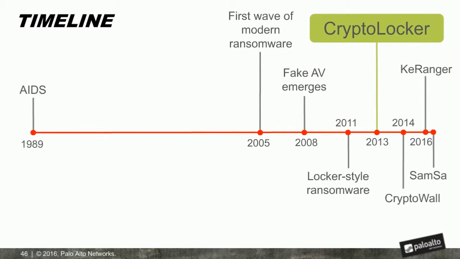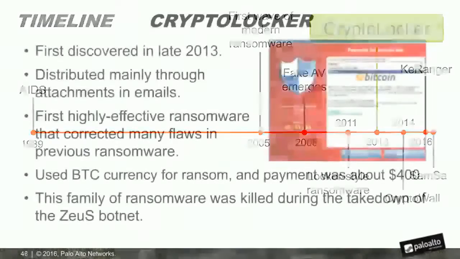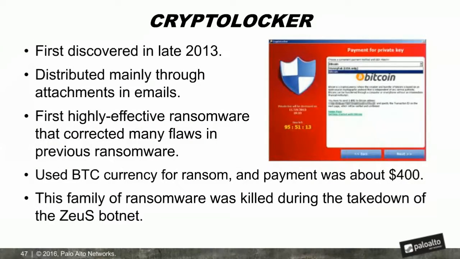By 2013, we saw a family of ransomware called CryptoLocker. CryptoLocker was discovered in late 2013. It was distributed mainly through attachments in emails, although I had seen it through exploit kits. It was the first highly effective ransomware, and it corrected many flaws in previous ransomware. CryptoLocker is probably the first time that a lot of people had heard of ransomware. And this is when we started seeing Bitcoins used for ransom payment. The ransom payment itself was generally one Bitcoin, or at the time, about $400. This ransomware family was killed during the takedown of the Zeus botnet in 2014. So it had a very short but effective reign as the most effective ransomware at that time.